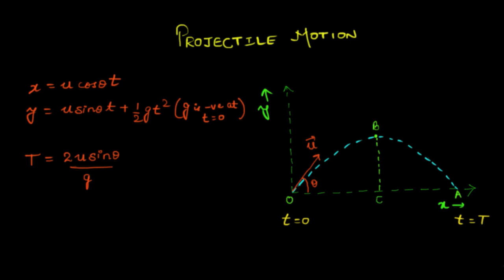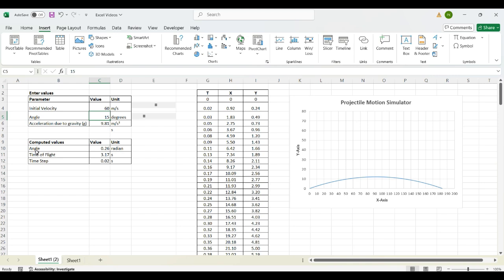Now do note that in this projectile, the value of g will be negative because g is in the downward direction. And as you can see, the y-axis is in the upward direction, so g will be negative here. The time taken by this projectile to reach from point O to point A will be 2u sin theta by g. Now let's move to Microsoft Excel.